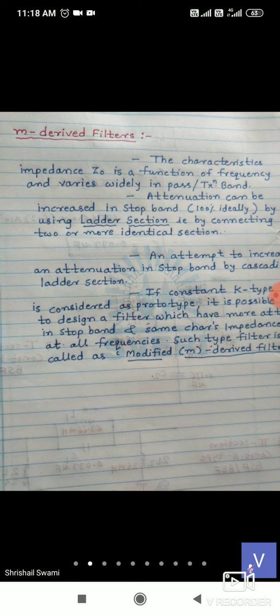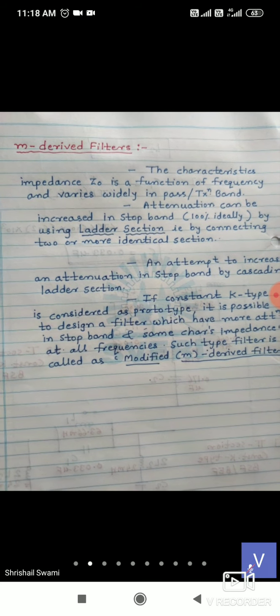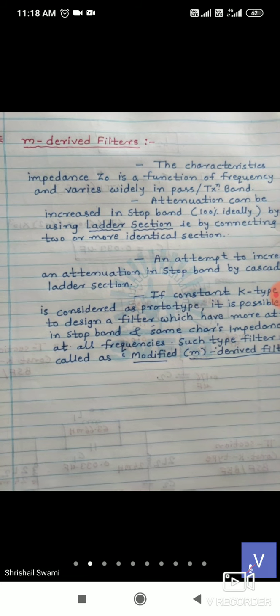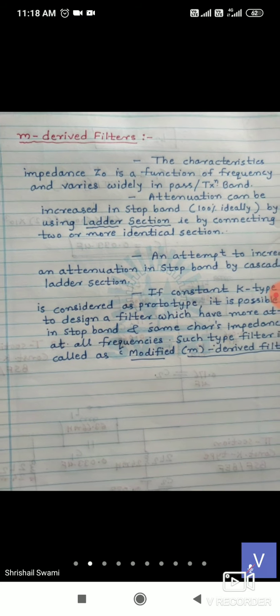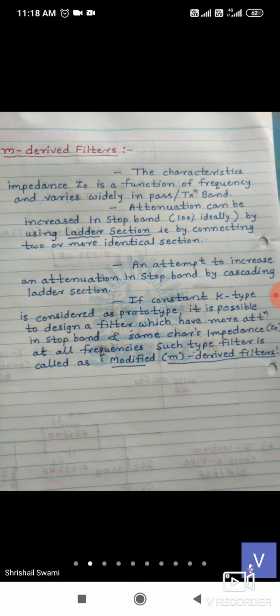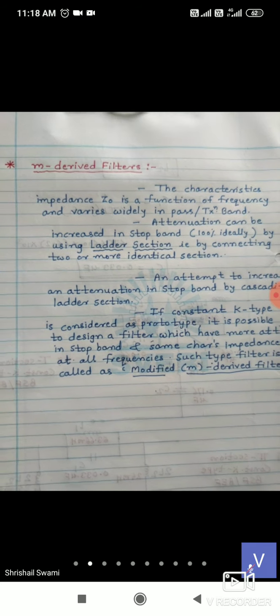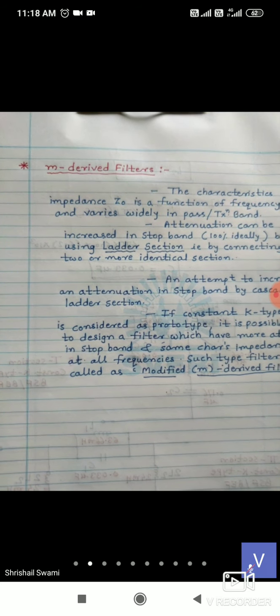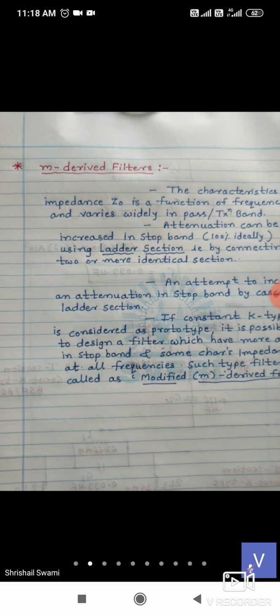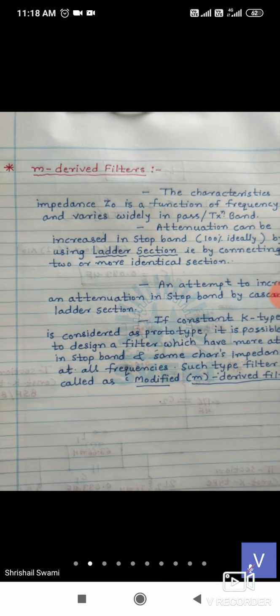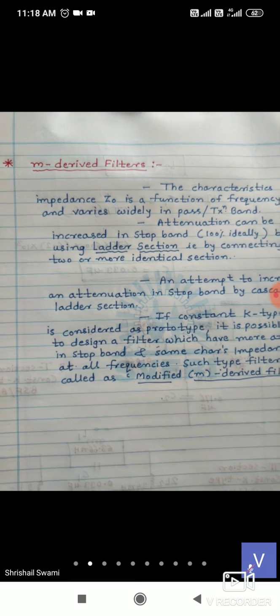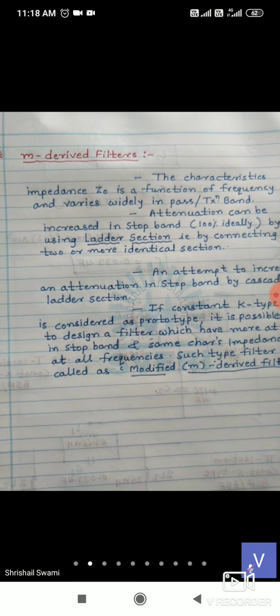What is derived filter? Then what are the advantages of derived filter over the constant k type filter? Then they are asking one design problems. So this will ask for 6 marks. त्यात काय काय येणार? Definition of the derived filter, advantages of derived filter, and a small design problem based on the M derived filter. It may be low pass, it may be high pass.